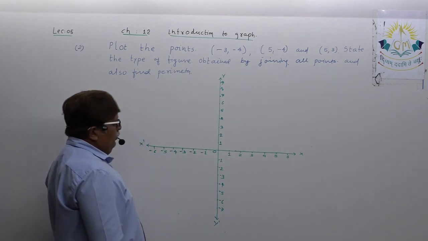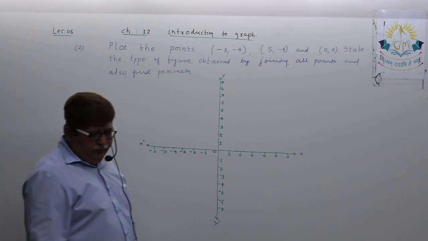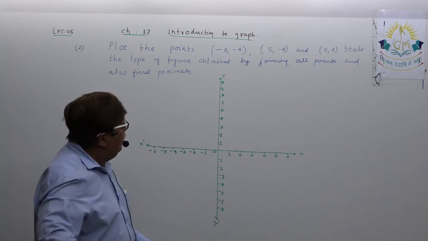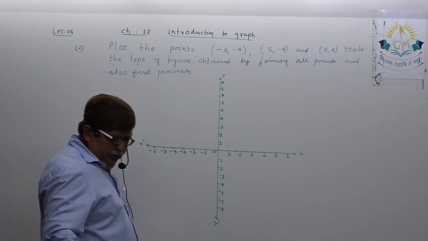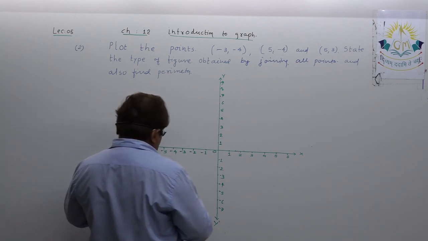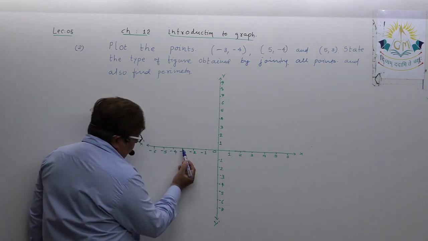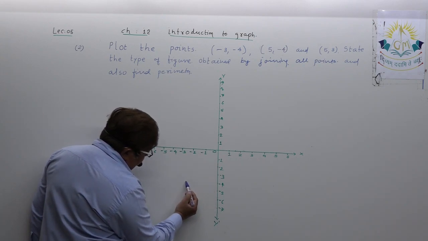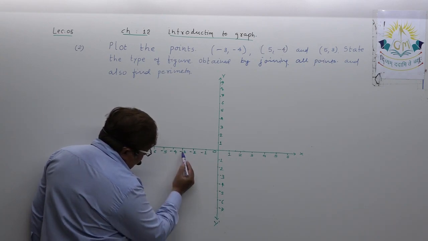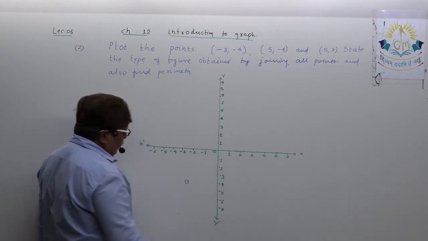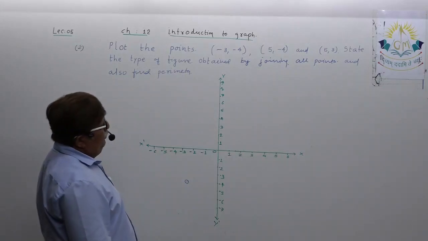Let us go for locating the points. Which is the first point? (-3, -4). X is -3 here, y is -4. I am not drawing the dotted line but arbitrarily putting the points by just assuming. Okay, this is the first point. Don't write the coordinate, just mention it this way.